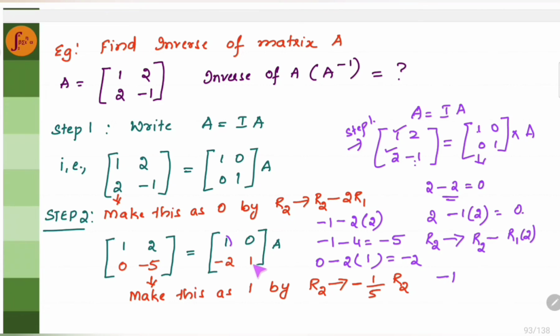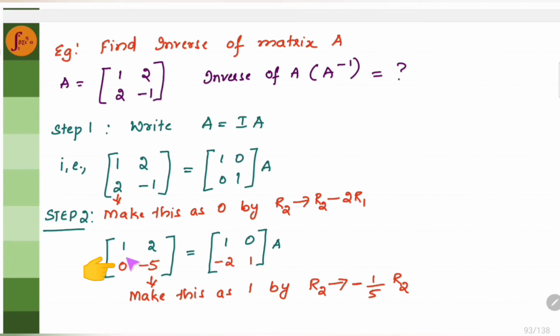Same thing you do for the second element also. What is the second element? You have 1. That is row 2, which is 1 minus 2 times R1. R1 is 0. So 1 minus 0, which is 1. So we're going to get 1 as the answer. We have done one operation now, right? With this operation, we got this element as 0.